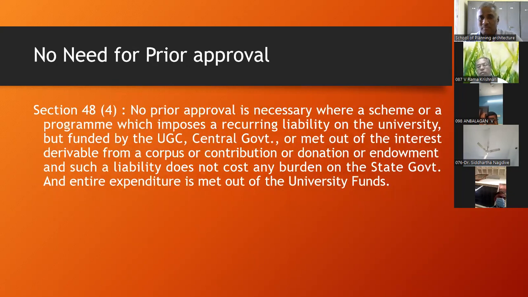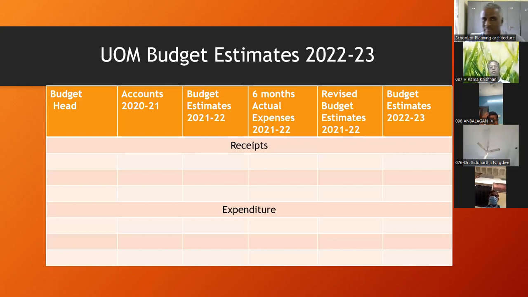Under Section 5, no prior approval is necessary where a scheme or a program which imposes a recurring liability on the university is funded by the UGC, the central government, or out of the interest derived from the corpus fund. Universities will have a corpus fund, for example, a corpus fund for the pension. Okay, you need to get the approval. If the state government has not given money, it is your internal sources. You have to get the approval from the syndicate, but not from the government.